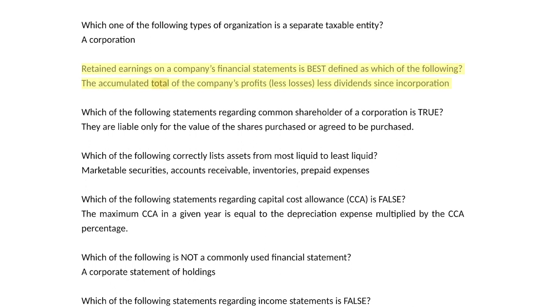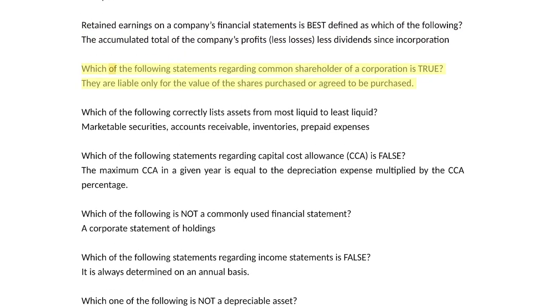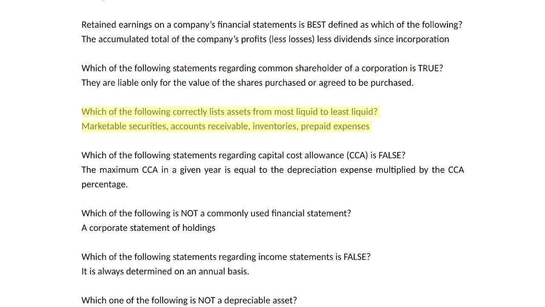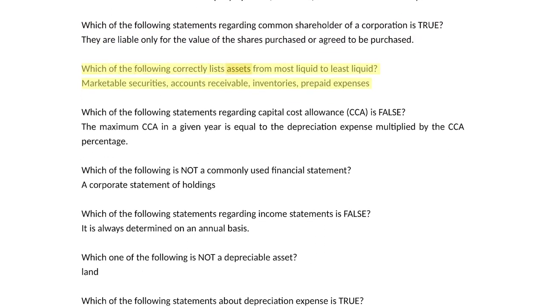The accumulated total of the company's profits, less losses, less dividends since incorporation. Which of the following statements regarding common shareholder of a corporation is true? They are liable only for the value of the shares purchased or agreed to be purchased. Which of the following correctly lists assets from most liquid to least liquid? Marketable securities, accounts receivable, inventories, prepaid expenses.